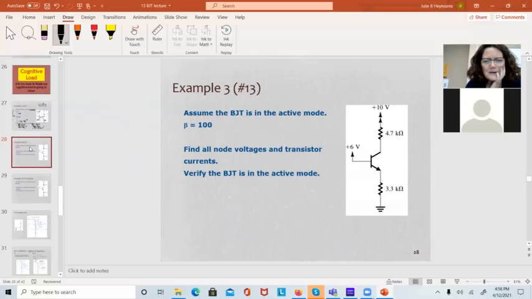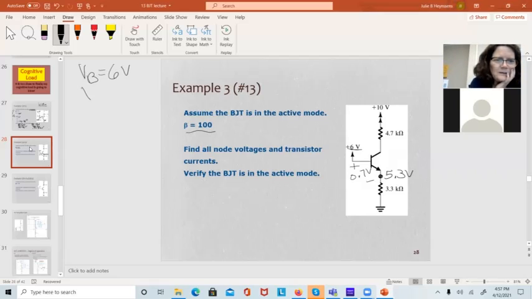So here's another one. We want to assume it's in active mode. We're given beta, and we want to find all the node voltages and currents. So this is 6 volts, that's VB. We can assume it's in active mode, so that gives us 0.7 of a volt between the base and the emitter. So this emitter voltage is going to be 0.7 of a volt less than that, 5.3 volts. So VE, 5.3 volts.